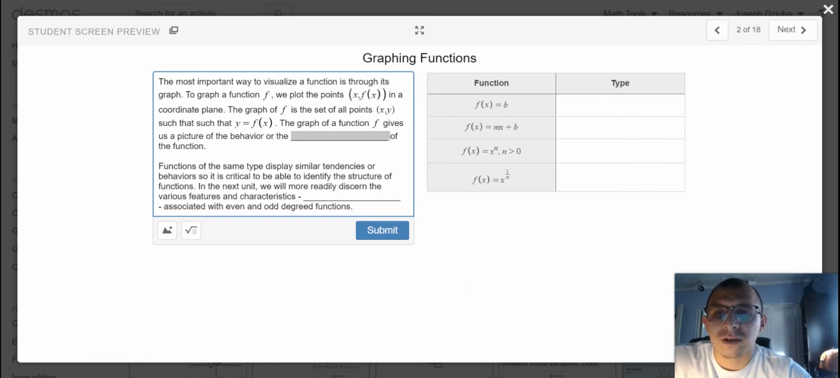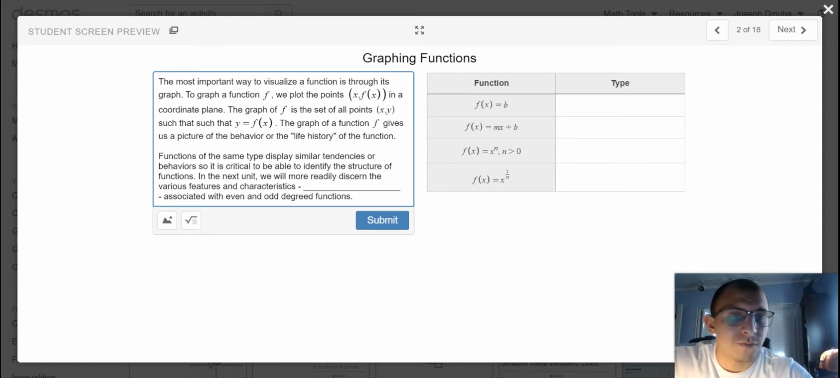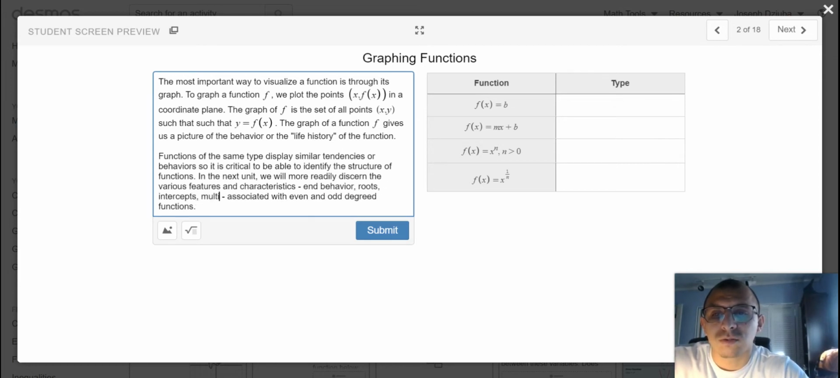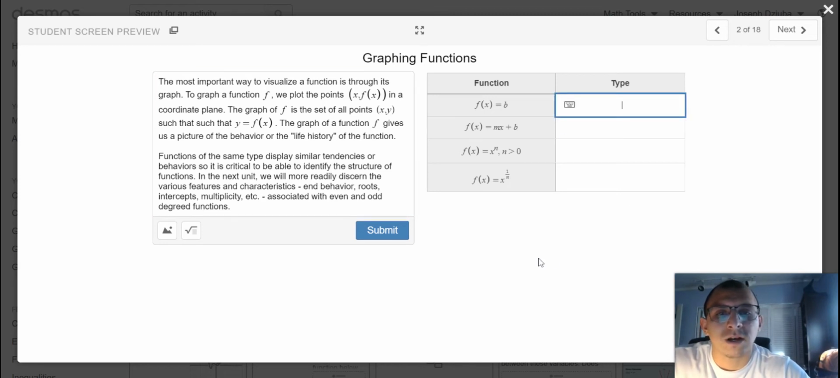The graph of a function f gives us a picture of the behavior, or the life history, of the function. Functions of the same type display similar tendencies or behaviors, so it is critical that we're able to identify the structure of those functions. In the next unit, we'll be more able to discern the various features and characteristics like end behavior, roots, intercepts, multiplicity, etc., associated with even and odd degree functions. For now, we're going to take a slow, methodical walk through all of this content.